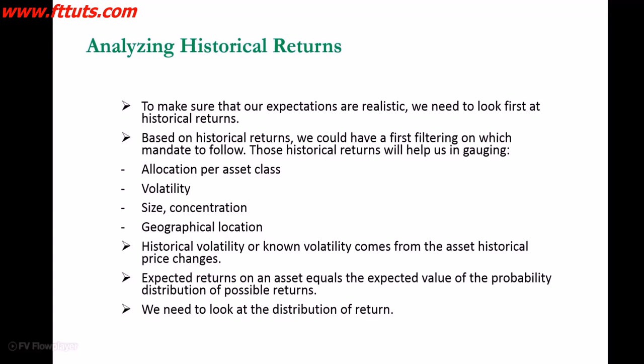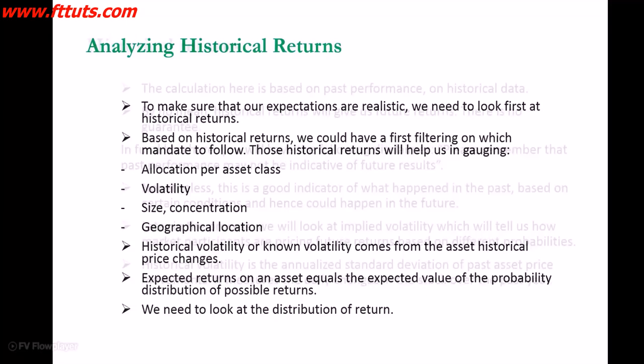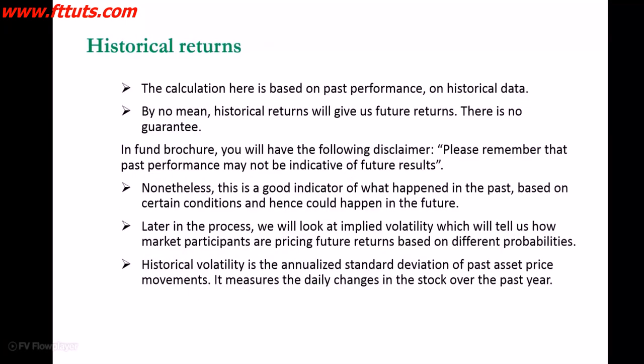Historical volatility or non-volatility comes from the asset historical price changes. Expected returns on an asset equals the expected value of the probability distribution of possible returns. So here, the bottom line of analyzing historical returns, we will have to look at the distribution of return.